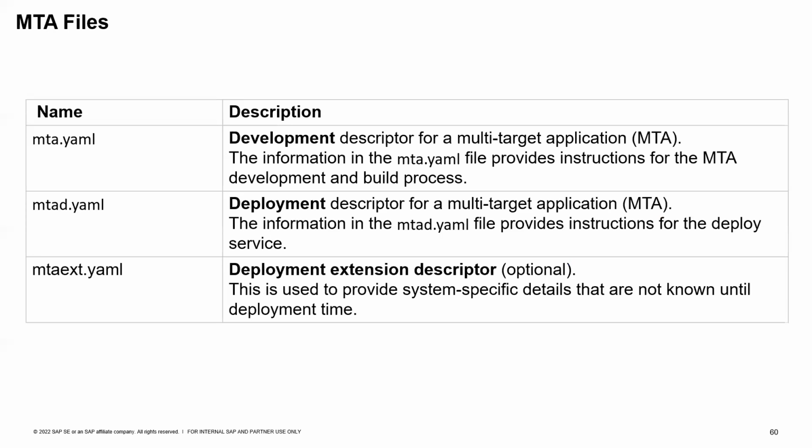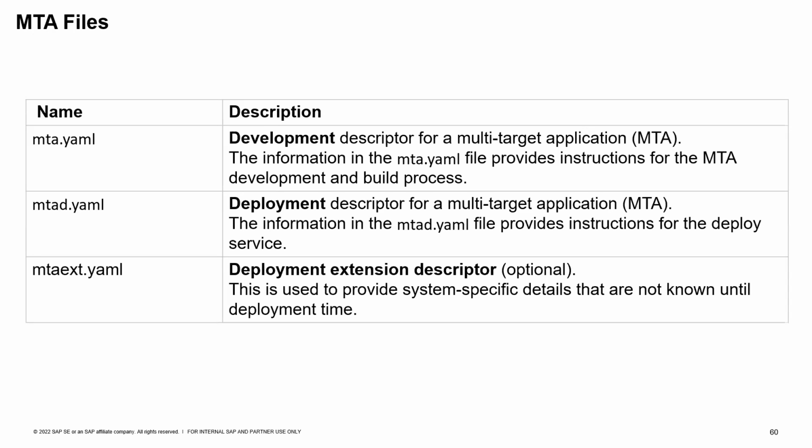So this is basically what we have discussed. First is the mta.yaml file, which is called the development descriptor for an MTA application. The information in the mta.yaml file provides the instructions for the MTA development and build process. The mtad.yaml is the deployment descriptor and it provides the instructions for the deploy service. And the mta.ext.yaml is the deployment extension descriptor, which is optional and is used to provide system specific details that are not known until deployment time.